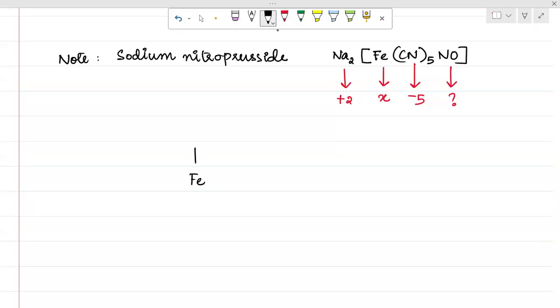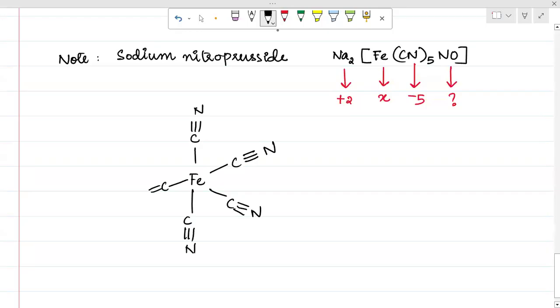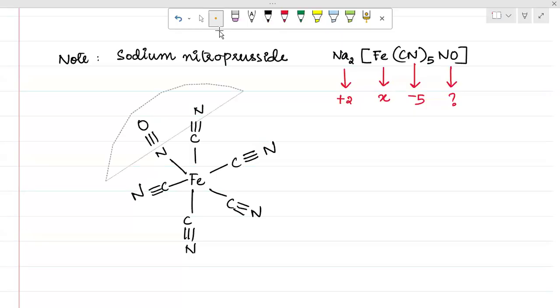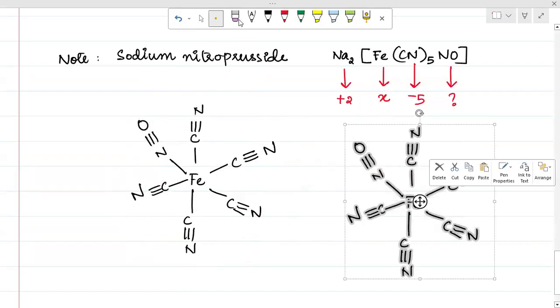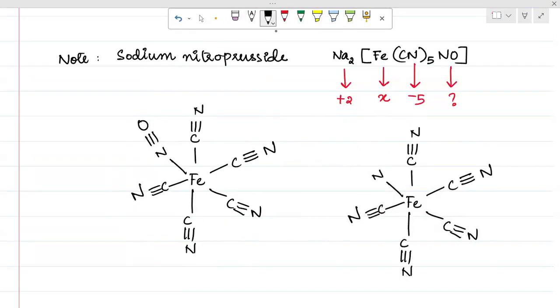Fe, with CN, CN, CN, CN, 5 of them, right? Now, here you have the 6th one. I'll draw 2 possibilities. One is like this, NO, which is linear, and the other possibility is NO, which is bent.